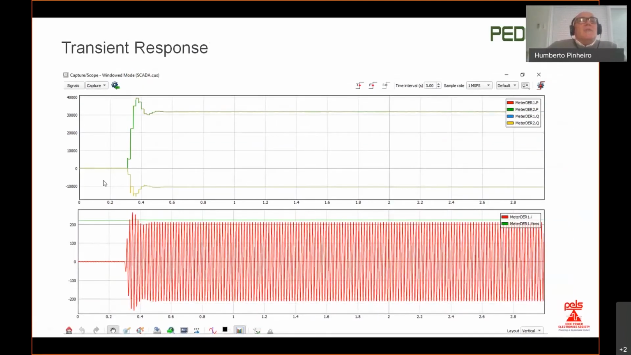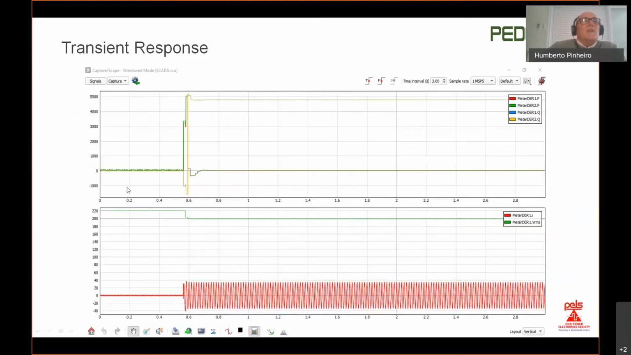Here, instead of the transient coming from the reference of active and reactive power, the transient comes from the frequency dropping from 60 to 57 hertz. We see that it supports the grid. As the frequency decreases, the power is automatically increased from 0 to 1 pu. Similarly, when the voltage drops, there is also an increase in the reactive power.